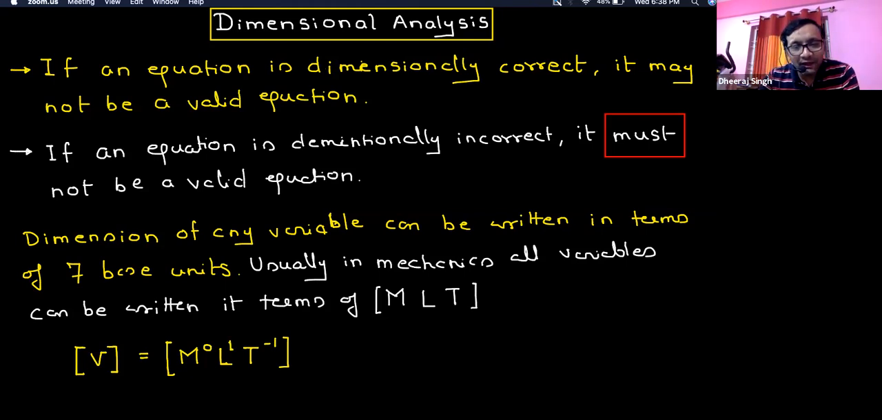Is this example clear to everyone? Please type in. Dimension of velocity. All of you understood how it is written? Mass to the power 0, length to the power 1, and t to the power -1. Please type in, all of you. Okay. Now tell me the dimension of acceleration, what it will be.